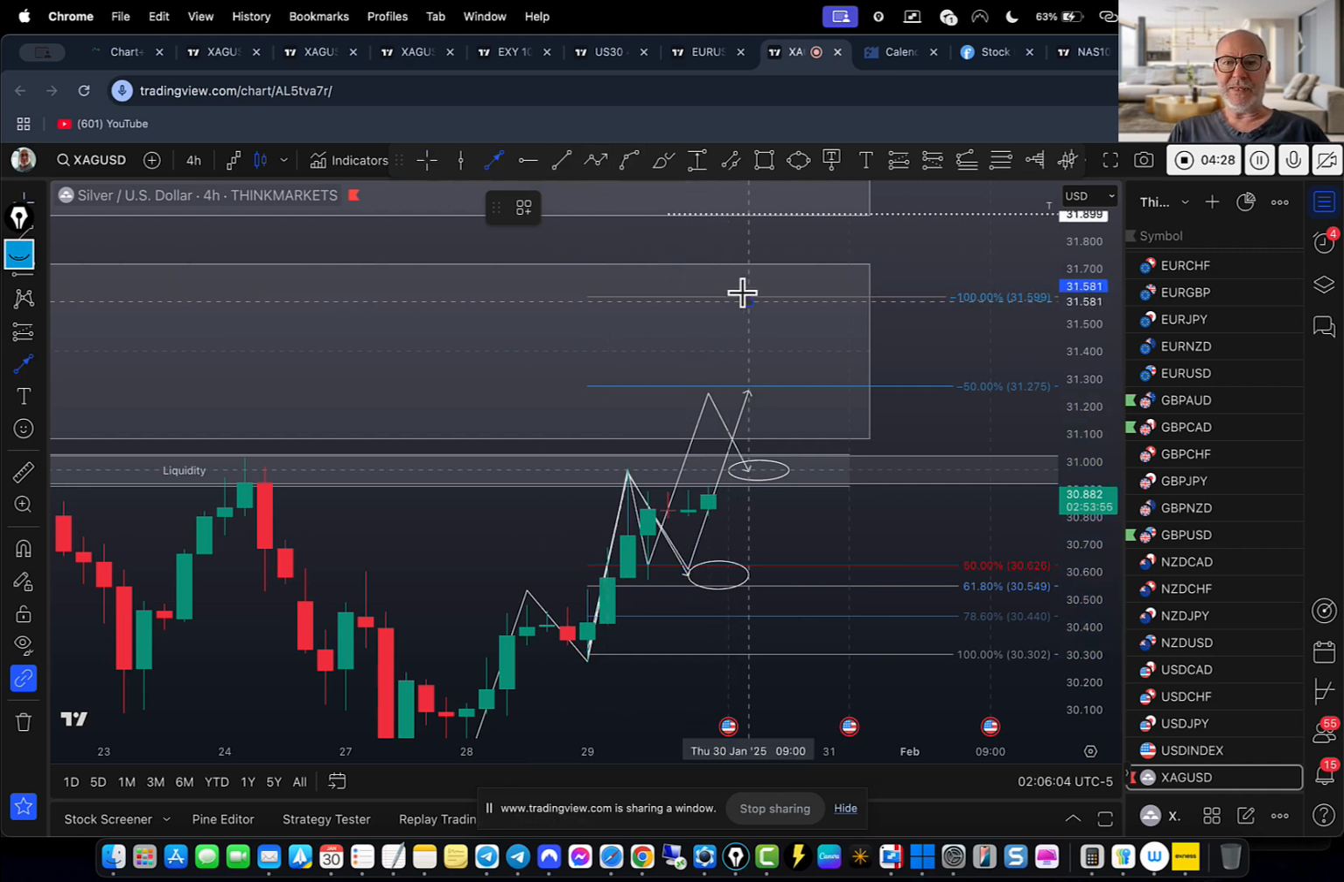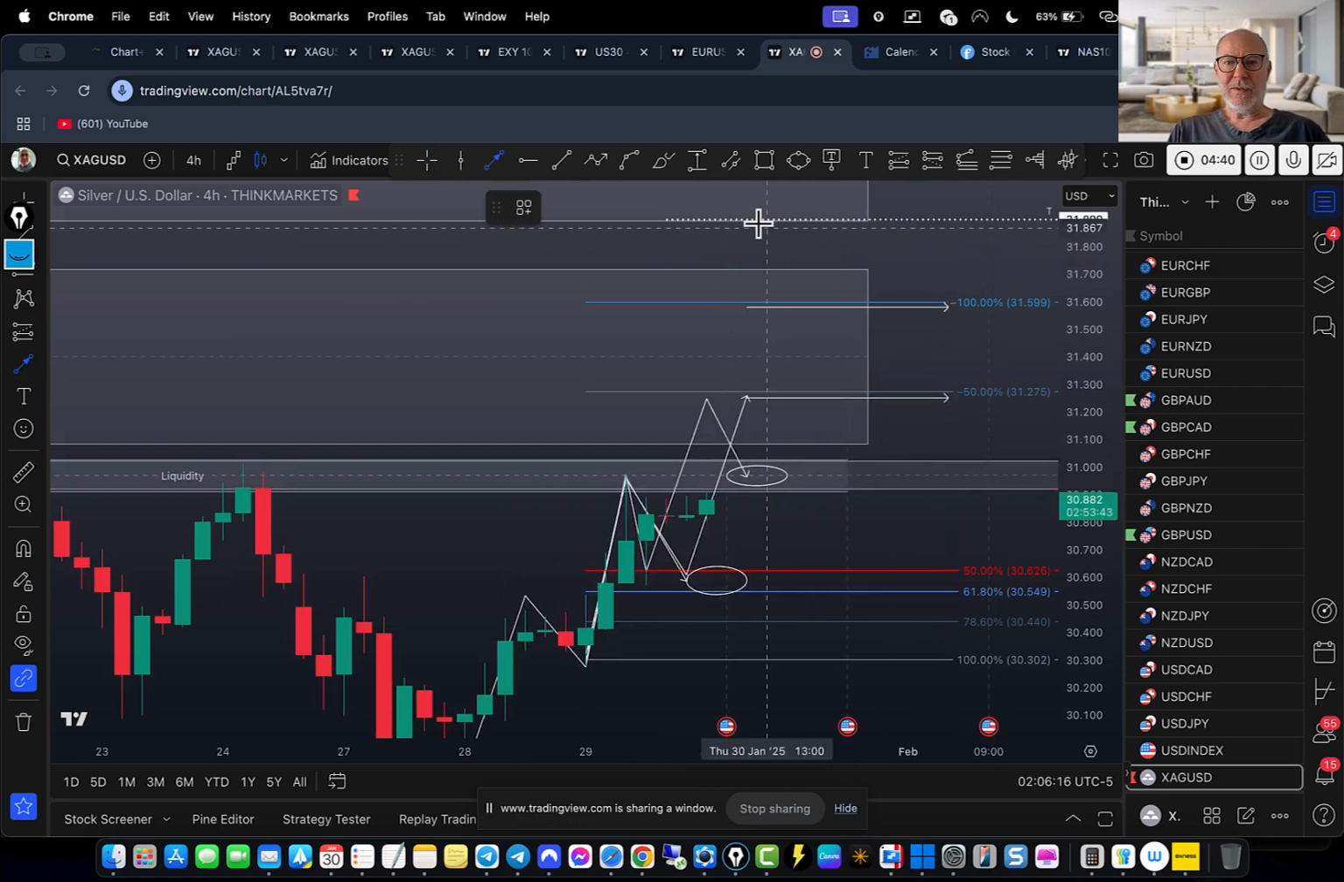All right, that's T2, and T1 is right here, and then T3. All right, so you might want to take partials off and then trail the rest, something like that. But these would be important levels to consider.